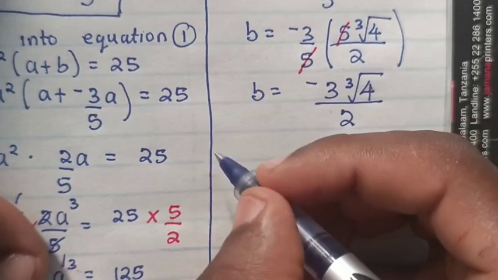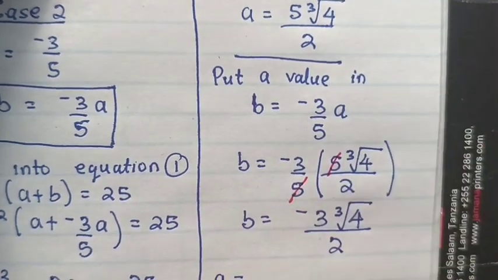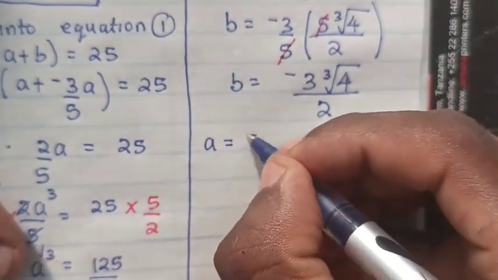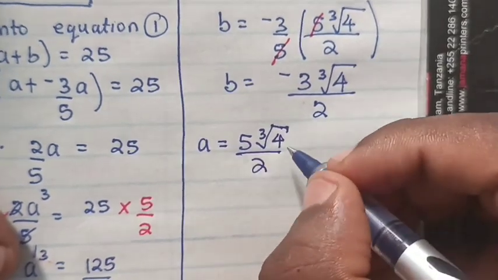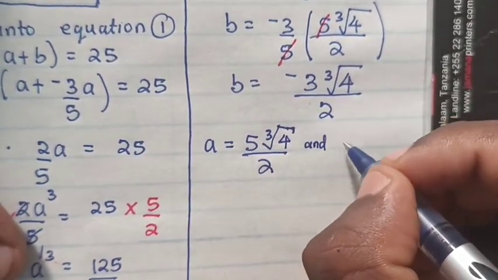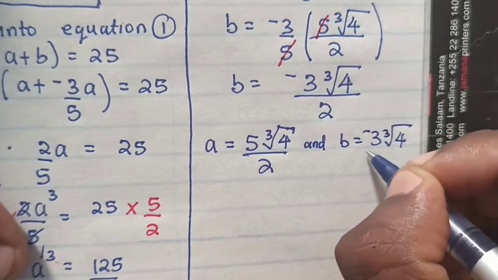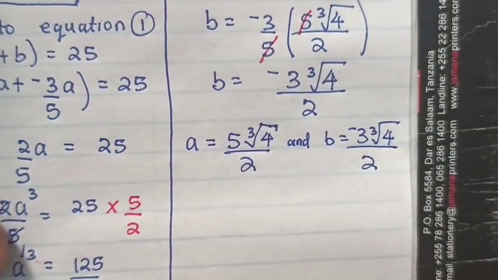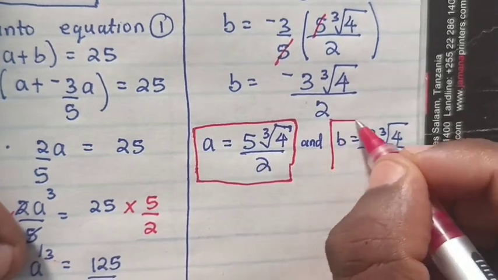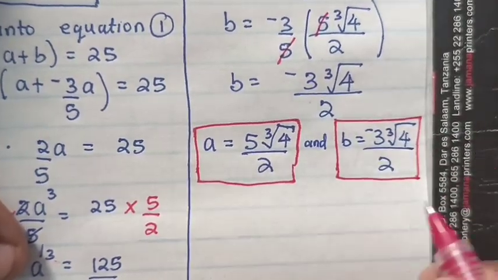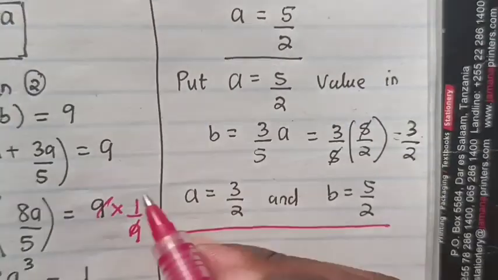So the value of A in case 2 is 5 cube root of 4 divided by 2, and B is minus 3 cube root of 4 divided by 2. This is case 2, and the value in case 1 is A is 5 over 2 and B is 3 over 2.